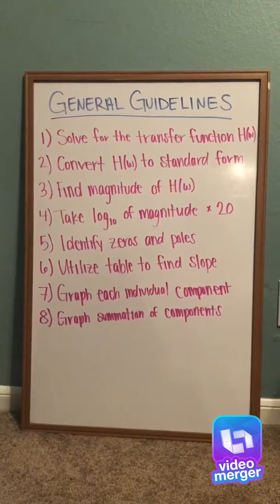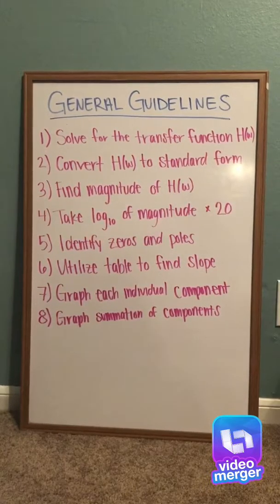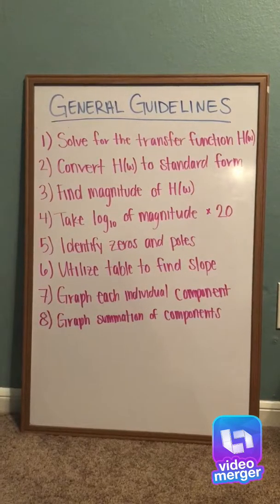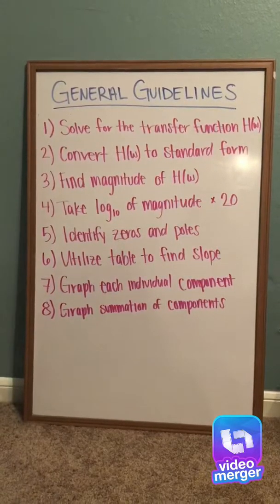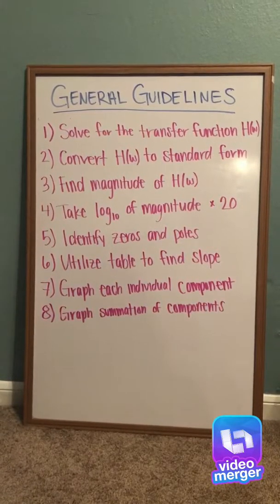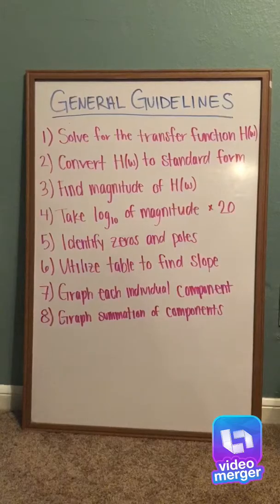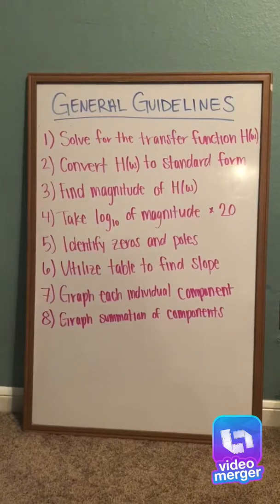Step 5. Identify all zeros and poles. Step 6. Utilize the table to determine slopes of lines. Step 7. Graph each individual component. Step 8. Graph the summation of each individual component.